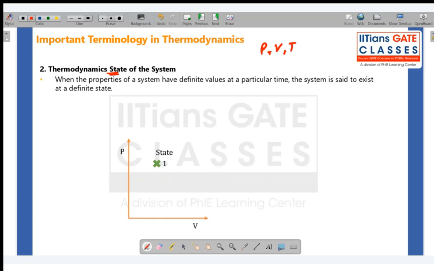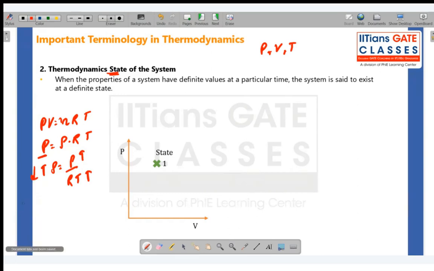Yes, with temperature, pressure will increase. Yes, of course it will. You see, PV is equal to nRT, or mRT. P is equal to density times RT. So density is equal to P upon RT. If pressure is increasing, density is going to increase. If temperature is increasing, density is going to decrease.